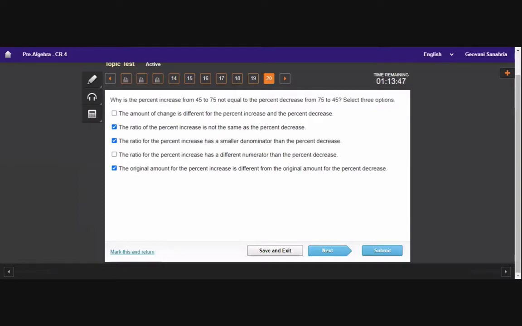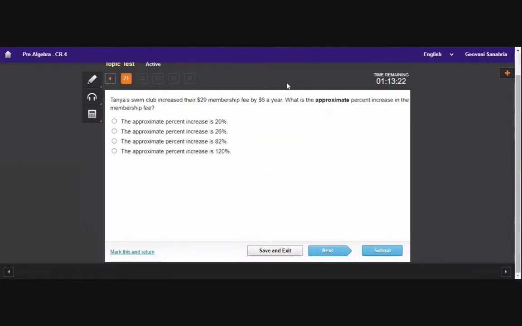The ratio for the percent increase has a different numerator. That's the top number. They were both 30, so that's why that one's wrong. And then the original amount of the percent increase is different from the original amount of percent decrease. That's just the 66.6666% and then the 40%. All right, so we're good on that one. Yeah, that was a crazy one. Yeah, those are pretty tricky.